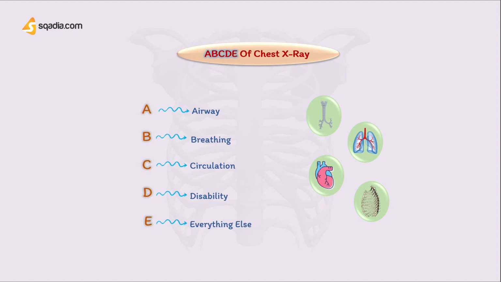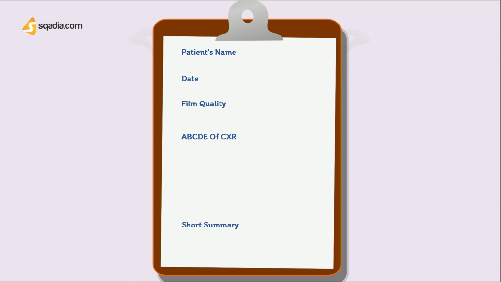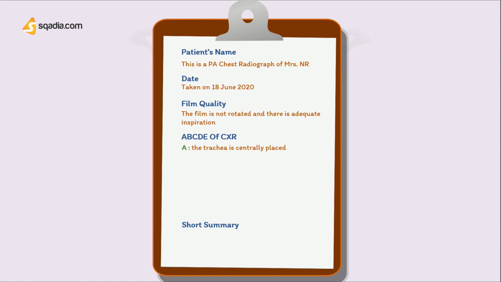Now, for an example, this is a PA chest radiograph of Mrs. NR taken on the 18th of June 2020. The film is not rotated and there is adequate inspiration. Now, in airway, the trachea is central. In breathing, the lungs are uniformly expanded and the lung fields are clear.